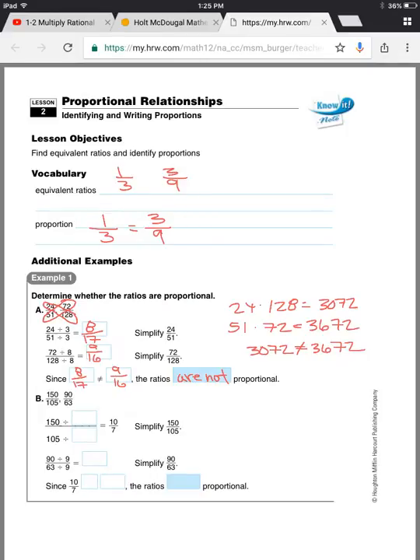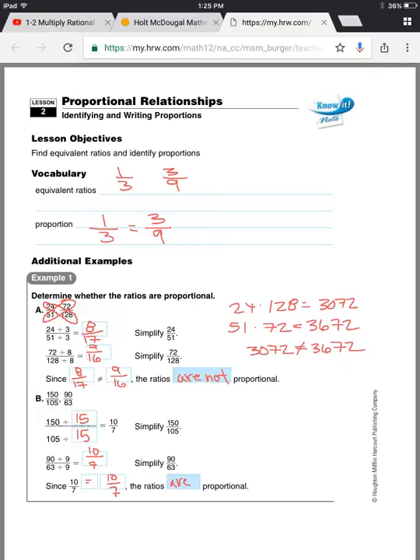Okay, sometimes simplifying fractions is really difficult because you can't figure out the greatest common factor. So 150 and 105. The greatest common factor of 150 and 105 is 15. So we divide by 15 and we get 10/7. Then 9 over 63, the greatest common factor is 9. We divide and we get 10/7. So because 10/7 is equal to 10/7, the ratios are proportional.